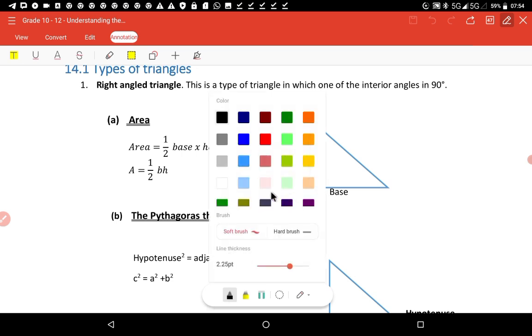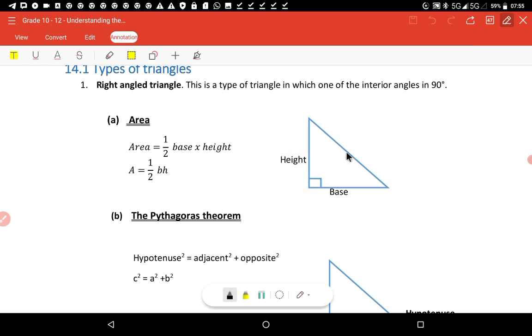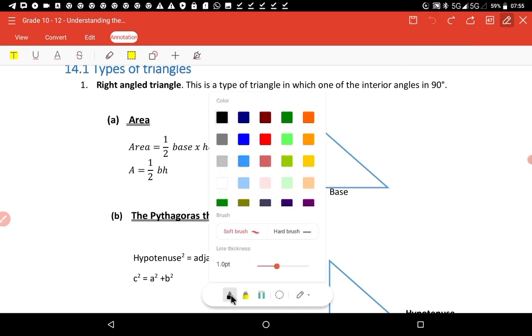Annotate, make this a bit small, black. I think this is too small. Make it a hard brush, just increase it a bit.